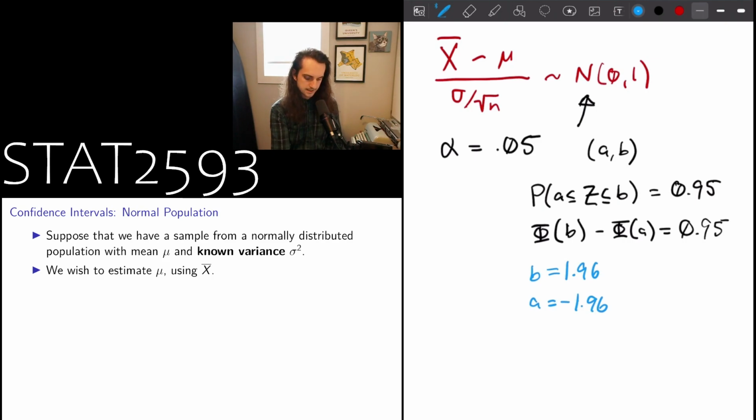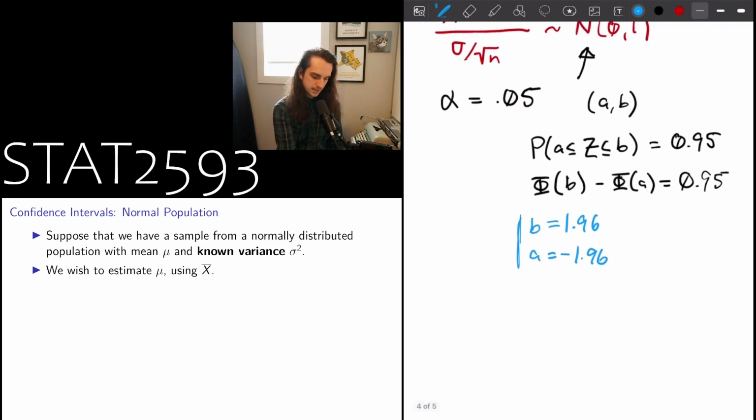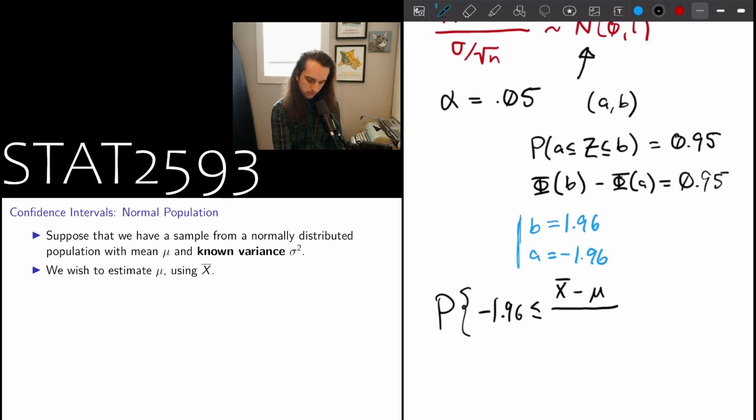We've seen how to compute these when we were looking at probabilities, generally speaking. So now what are we saying? Well, we're saying that the probability that negative 1.96 is less than or equal to (x bar minus mu) over sigma over the square root of n, which is less than or equal to 1.96, is going to equal 0.95. So we have those endpoints computed.